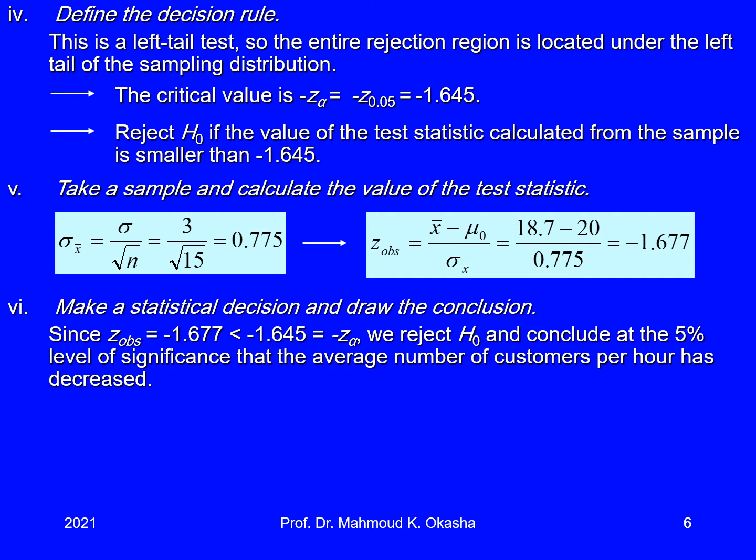The sixth step, the final step, is to make a statistical decision. In this case, as we see, this value is less than this value. It is not much less, but still it is a little less than this value. So the conclusion here is to reject the null hypothesis. Although the two values are so close, it is still less than that.